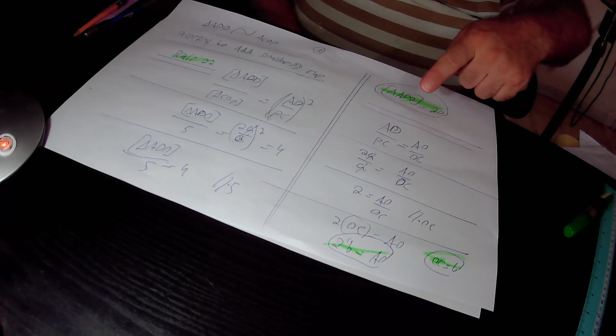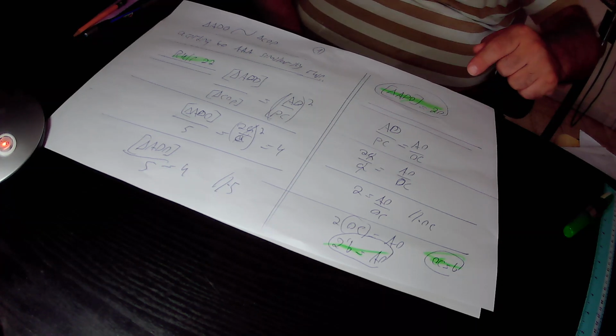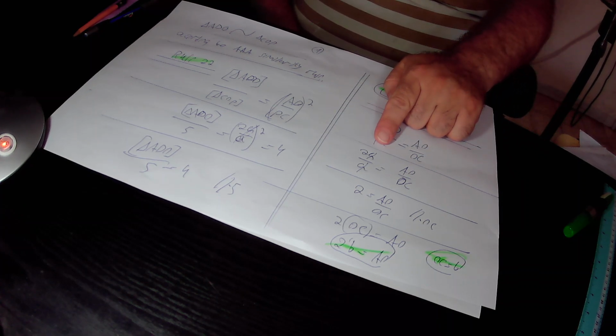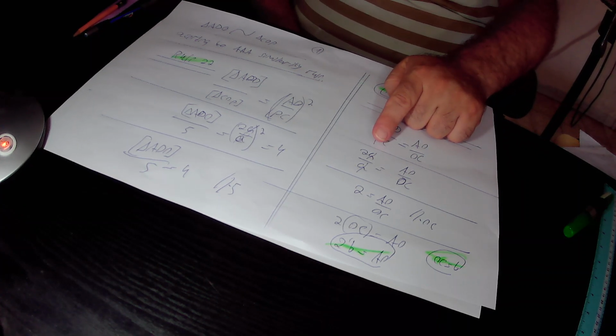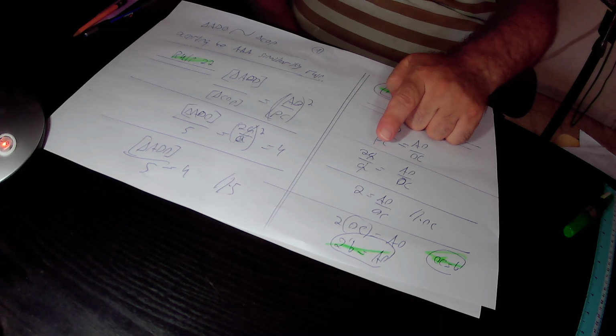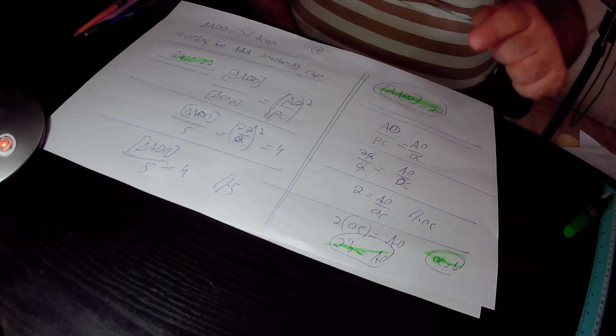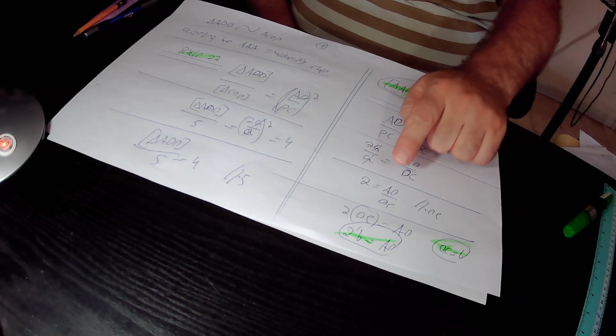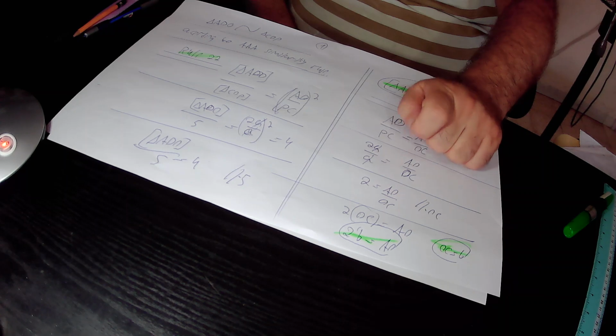AD is 2A over PC is A. We have AO over OC. We have A in the numerator and A in the denominator, so A will get cancelled and we are left only with 2, which equals AO over OC. Here we multiply this equation by OC and finally find out that 2 times OC equals AO.